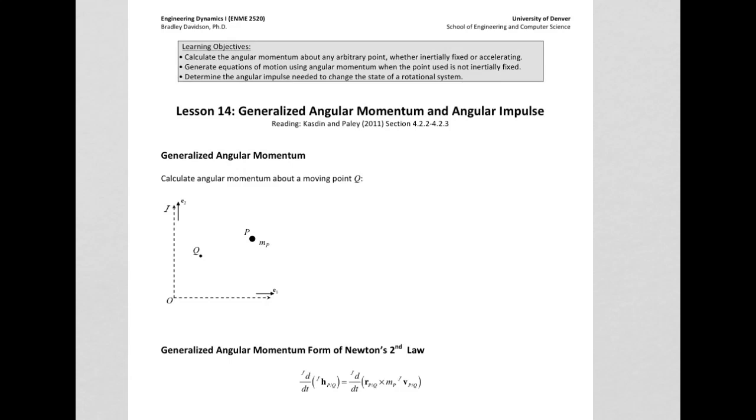So recall from lesson 13, we introduced angular momentum, and specifically we introduced an angular momentum form of Newton's second law that we could use to derive the equations of motion for a system. But there was a restriction involved in that, and that restriction was that we could only calculate angular momentum, which we also called moment of momentum, about a fixed point, or an inertially fixed point. And so we're going to develop this generalized angular momentum in which we can now use that about any point, whether it's inertially fixed or whether it's accelerating.